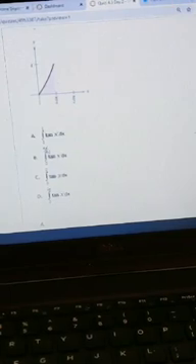And last one here, even if we have trig functions, it's the same deal. We just look, where do we start shading? We start shading at 0. Where do we stop? We stop at pi/4. So from 0 to pi/4. And that would be B.